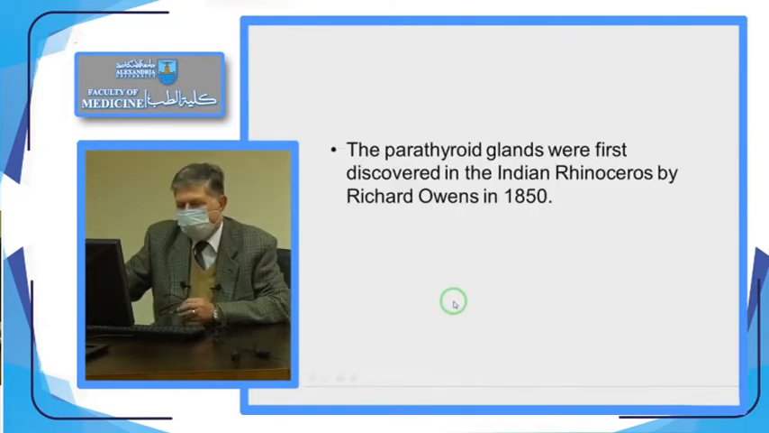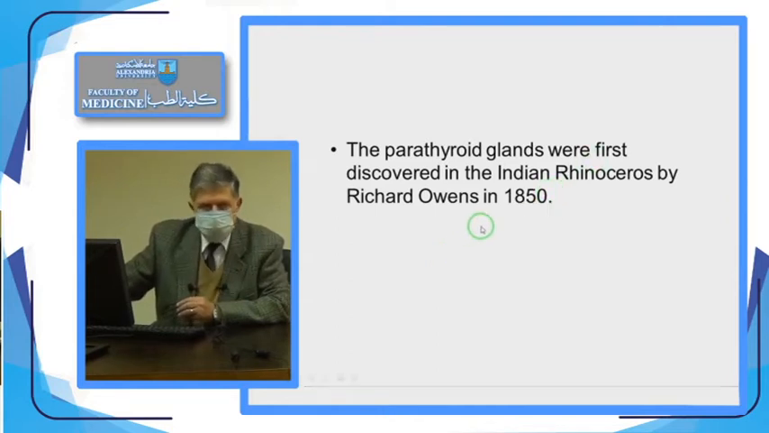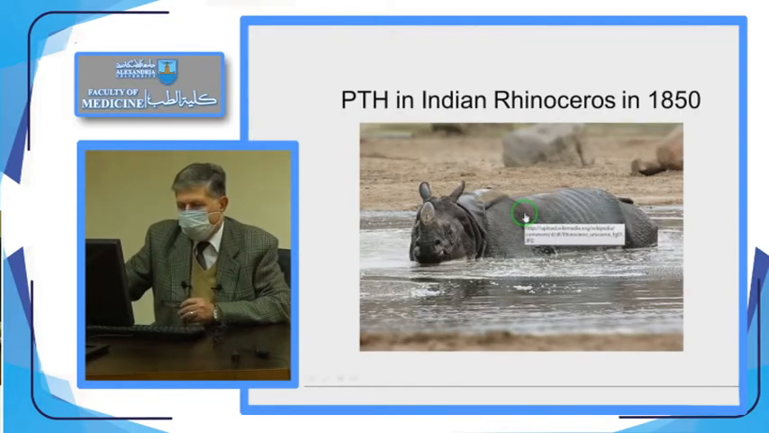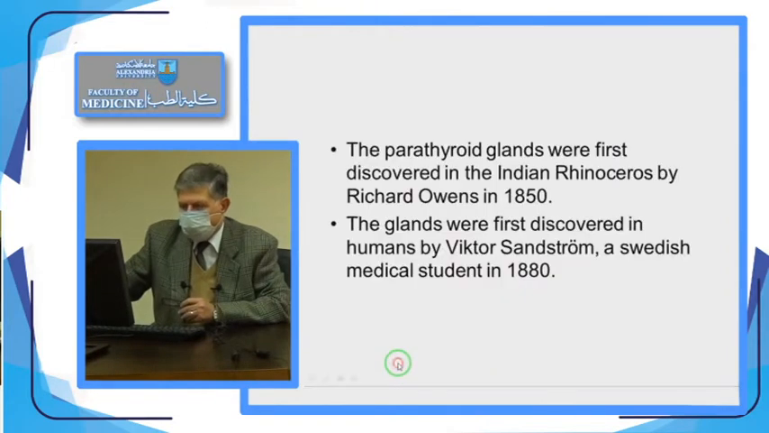And as a point of history, the parathyroid glands were first discovered in the Indian rhinoceros by Richard Owen, a British scientist, in 1850. But actually speaking, the gland was discovered in humans by a medical student from Sweden, Ivar Sandström.